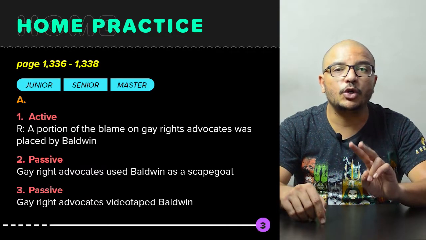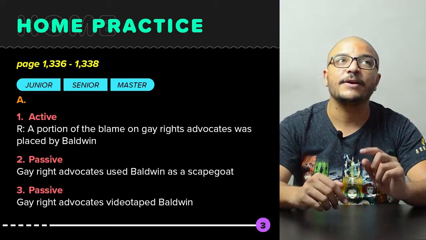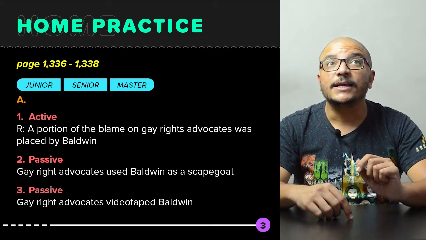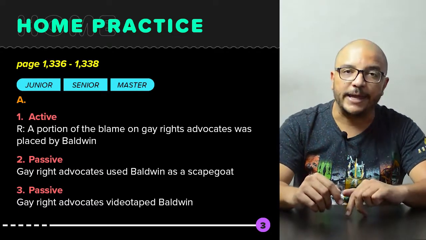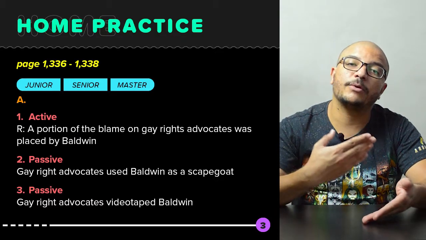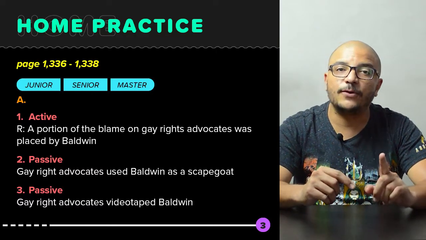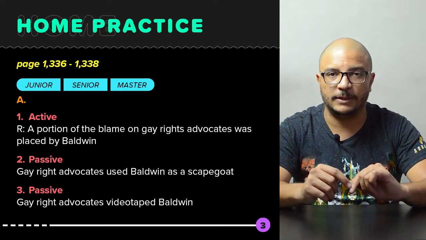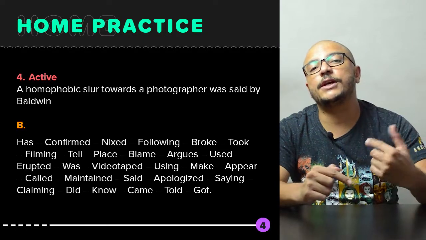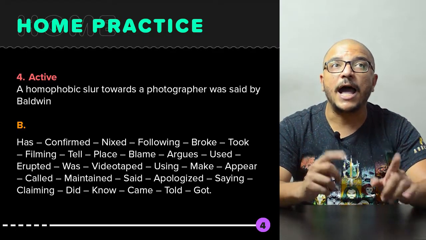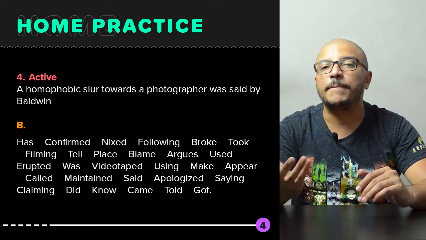Okay? Number two, we have a passive voice, so we are going to change to the active. We have gay rights advocates used Baldwin as a scapegoat. Number three, we have a passive voice, so we are going to change to the active voice. We have gay rights advocates videotaped Baldwin. Number four, we have an active voice, we're going to change to the passive. So we have a homophobic slur towards a photographer was said by Baldwin.